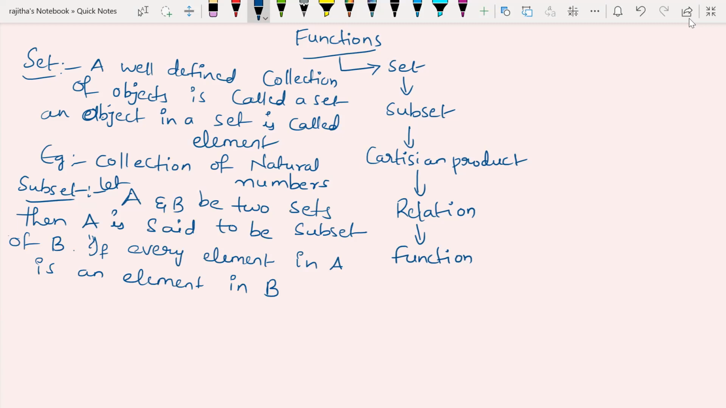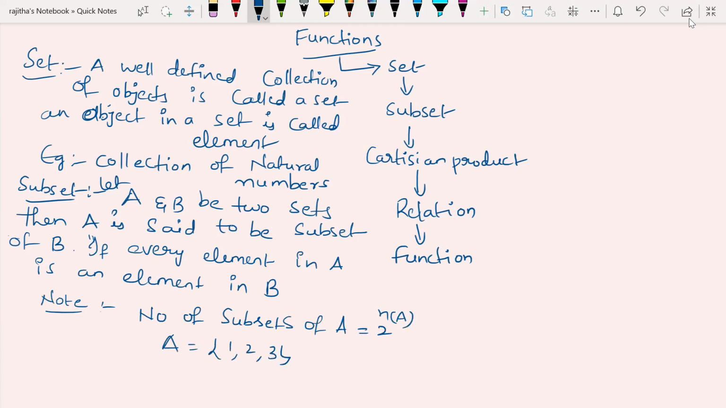One formula is there: the number of subsets of A is equal to 2 to the power n(A). For example, A is equal to the set {1, 2, 3}. So n(A) is equal to 3, and the number of subsets is 2 to the power 3. So there are a total of 8 subsets of the set A = {1, 2, 3}.